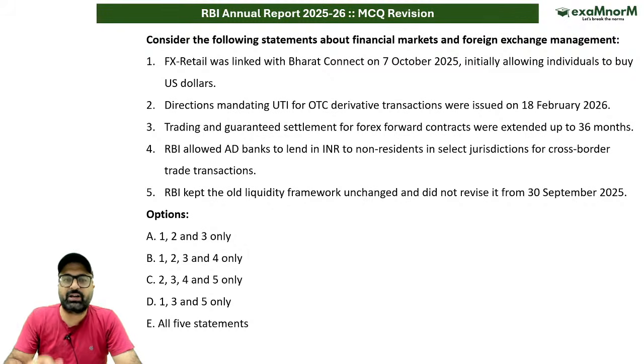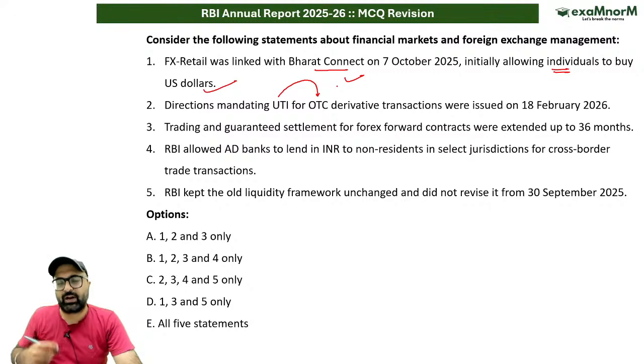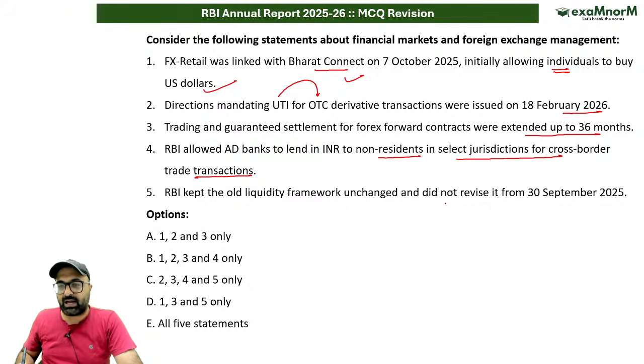अगला देखो. सो फॉरेन एक्सचेंज रिटेल was linked with Bharat Connect. This is correct. Initially allowing individuals to buy US dollars. Correct. Directions mandating unique transaction identifier for OTC derivative transactions were issued in February 2026. This is correct. Trading and guaranteed settlement contracts were extended to 36 months. Correct. RBI allowed authorized dealers to lend INR to non-residents in selected jurisdictions for cross-border trade transactions. RBI kept the old liquidity framework unchanged and did not revise it from 30th of September 2025.